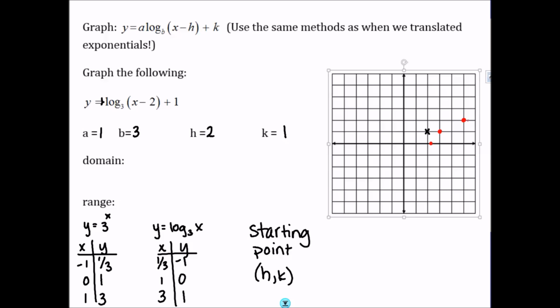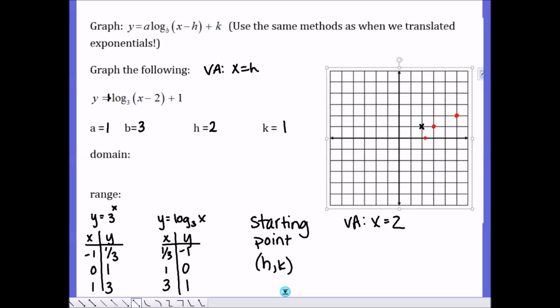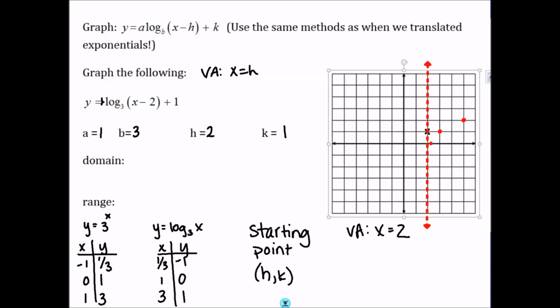Now, we mentioned that logs have vertical asymptotes. Your vertical asymptote is always going to be x equals h. So for this graph, our vertical asymptote is going to be x equals 2. So then we can go ahead and draw our graph.